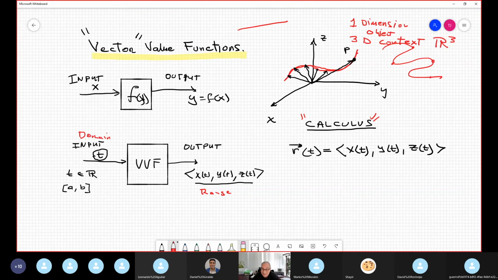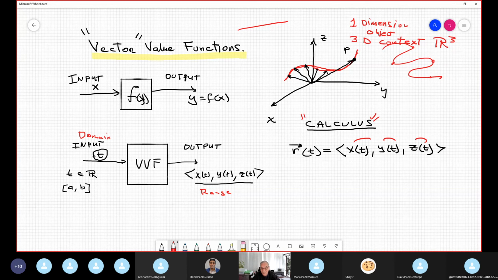Okay, so the representation, the algebraic representation, is one vector value function. Now the domain is one dimension, and this represents one line or one curve, but this one curve is traveled in the three-dimension context. That is the reason that we have three components, no? 1, 2, and 3. These three represent the dimension for the context, the environment, where this curve lives.